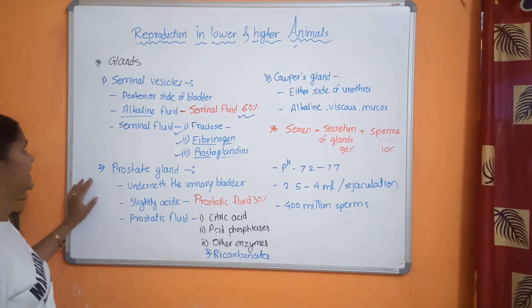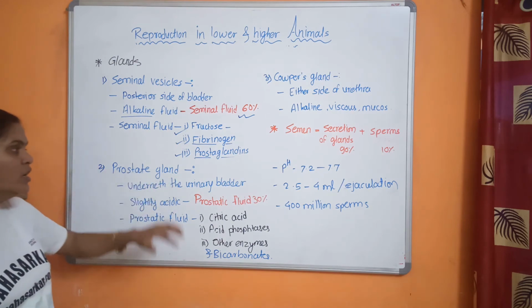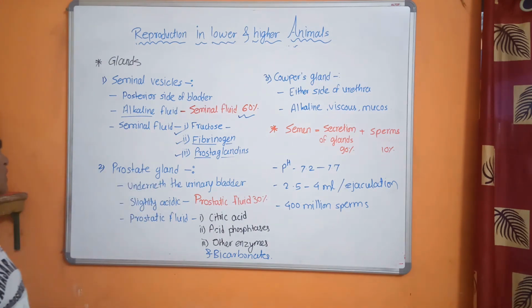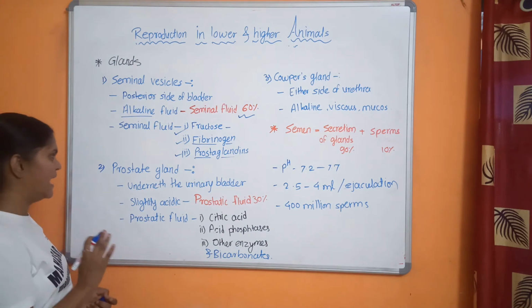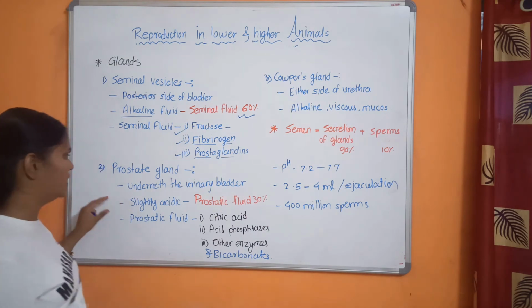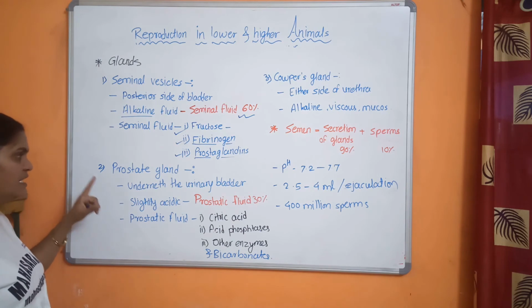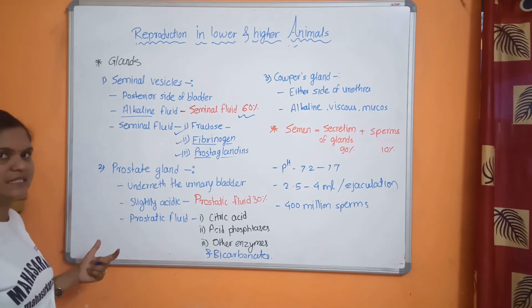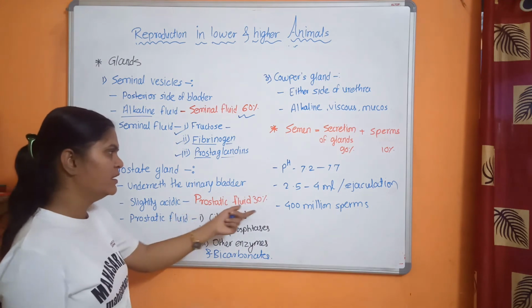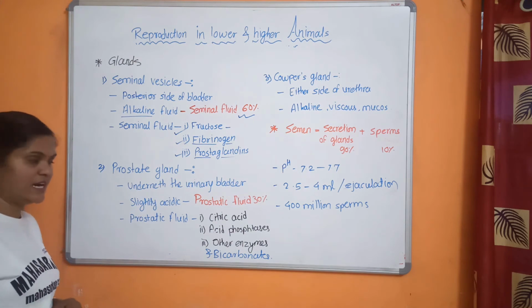Now the second gland, the prostate gland. The prostate gland has 20 to 30 lobes and is present underneath the urinary bladder. It is a donut-shaped gland and it produces a slightly acidic fluid called prostatic fluid, with pH less than 7. Its contribution is 30%, that means in total semen 30% is prostatic fluid.